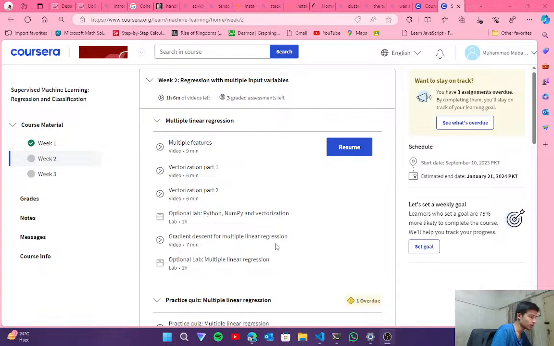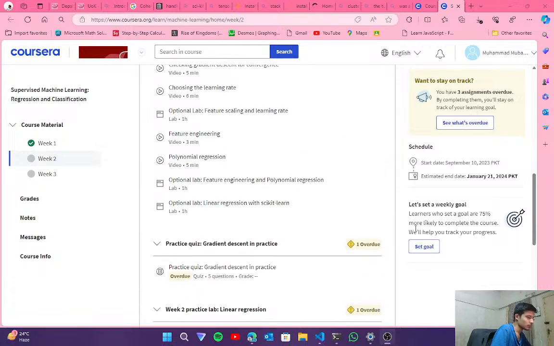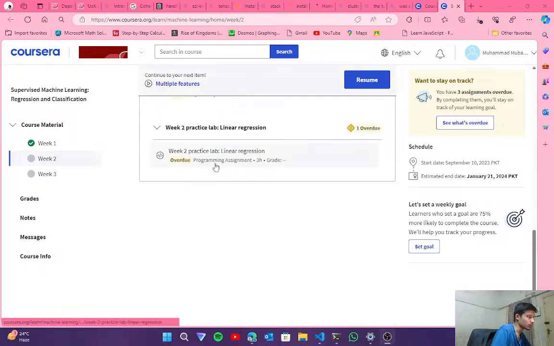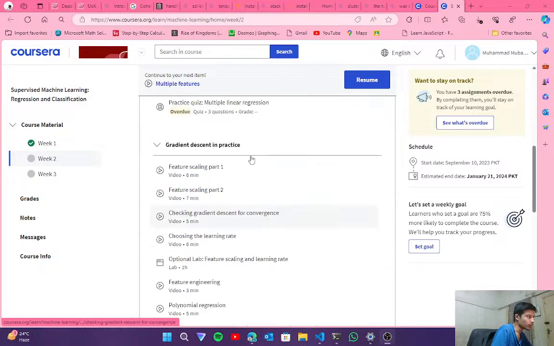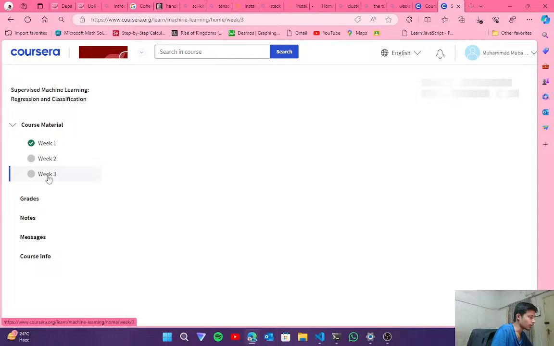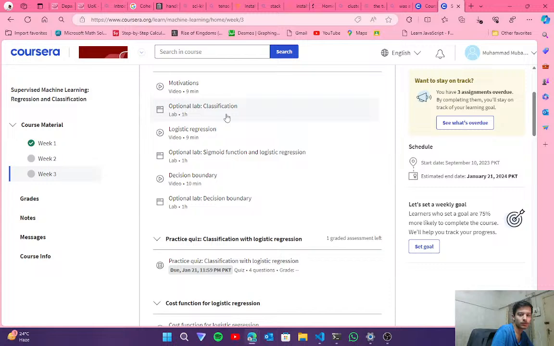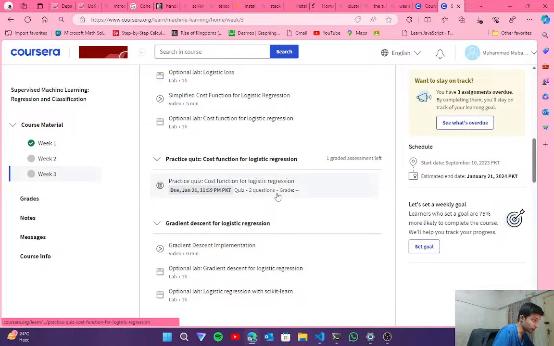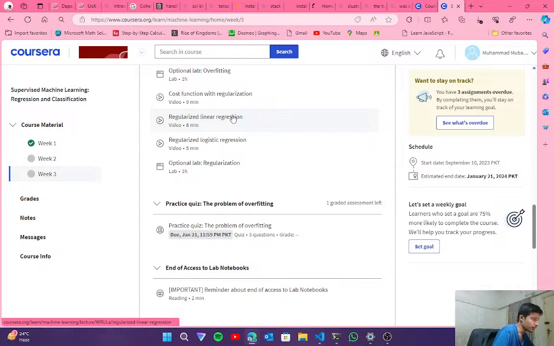So multiple linear regression, NumPy vectorization. Okay, so I have to do this actually. Okay. Linear regression and polynomial regressions and all. I have to look into this properly. Okay. And NumPy and pandas. Classification, logistic regression, logistic regressions, and overfitting, lab notebooks, logistic regressions.